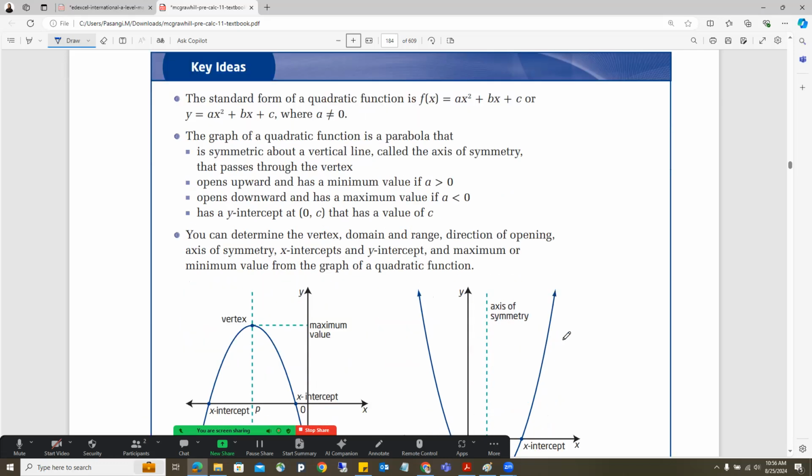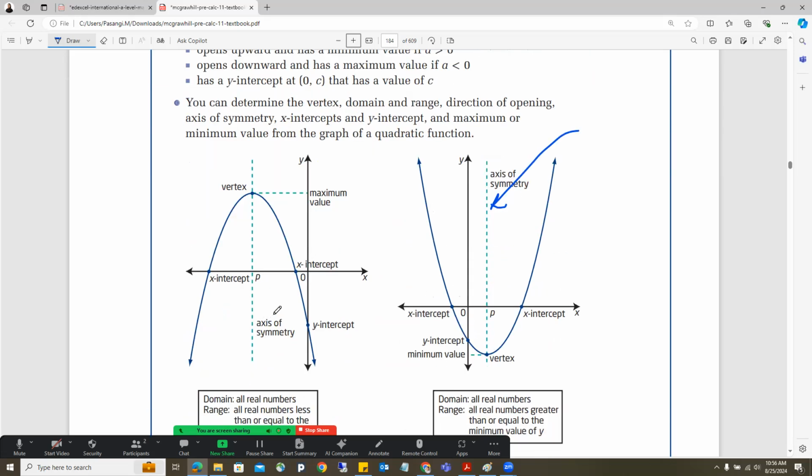As we already know, we call these curves parabolas. The graph of a quadratic function is a parabola that is symmetric about a vertical line, if it's a function. This symmetric line is called the axis of symmetry, and it passes through the vertex.